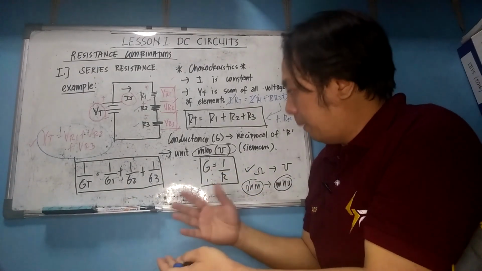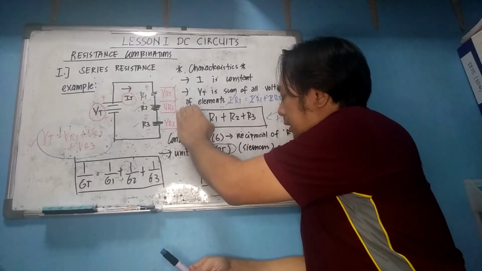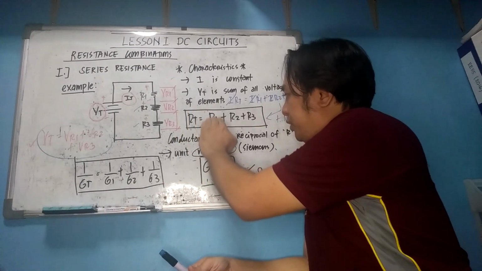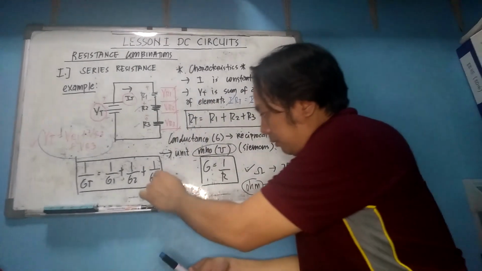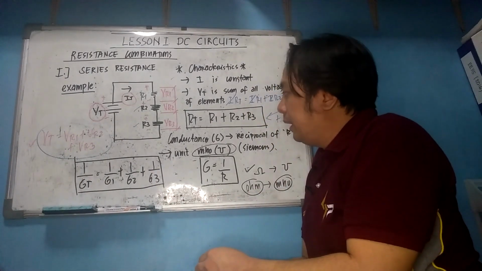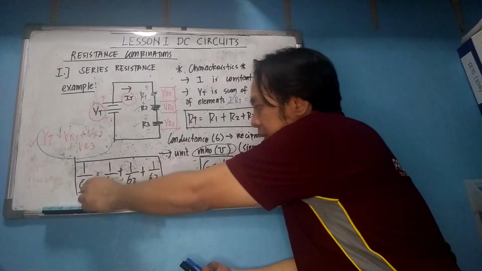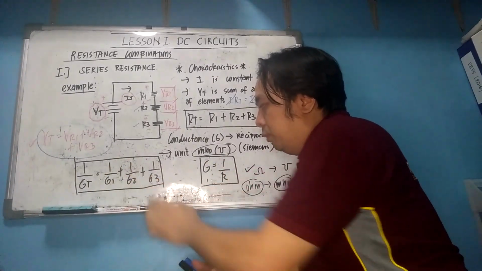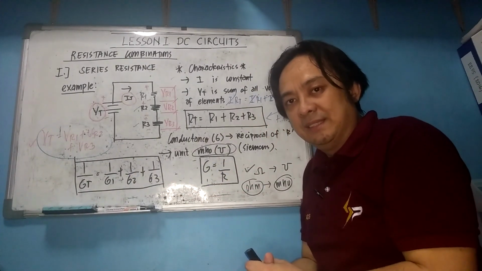So if we apply 1 all over G here, 1 over G1, etc. Now, this is also the combination of the resistances connected in series. 1 over GT equal to 1 over G1 plus 1 over G2 plus 1 all over G3.